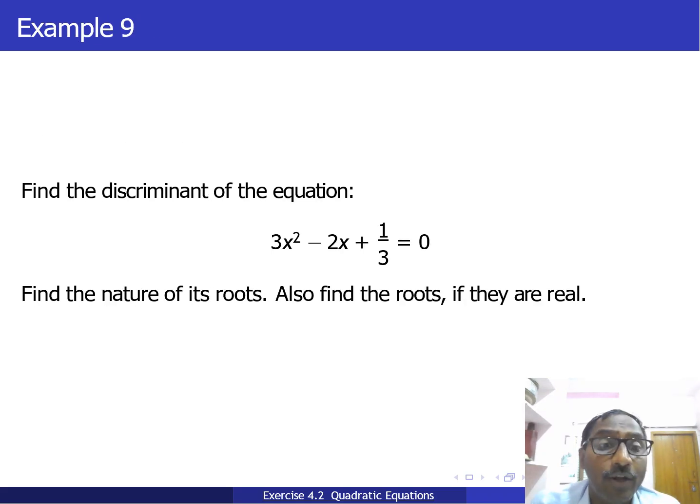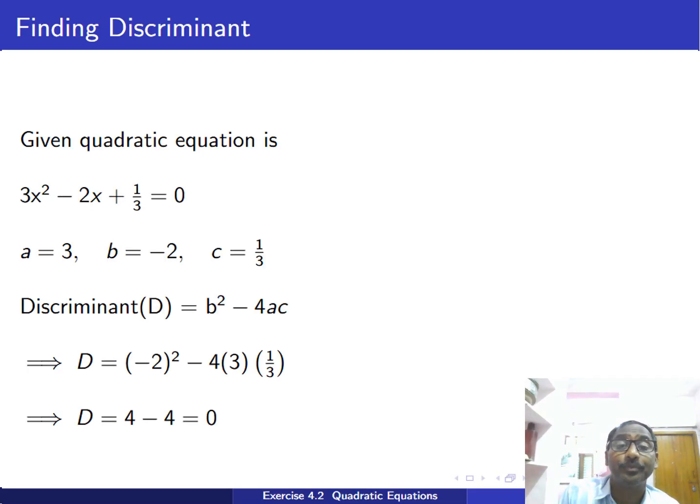Next, example 9. Find the discriminant of the equation 3x square minus 2x plus 1 by 3 equal to 0. Find the nature of its roots. Also find the roots if they are real. Finding the discriminant: the given quadratic equation is 3x square minus 2x plus 1 by 3 equal to 0. a equal to 3, b equal to minus 2, c equal to 1 by 3.